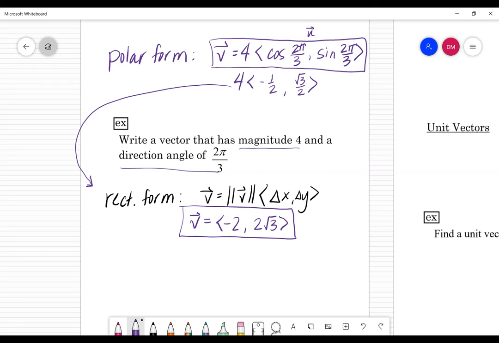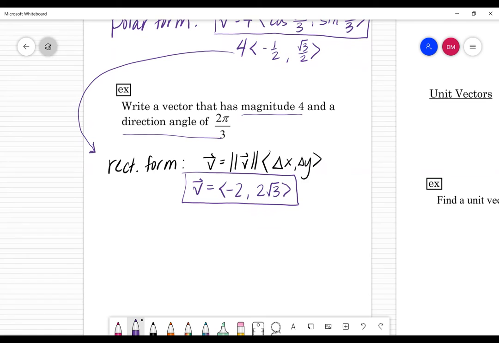And not that this unsimplified form isn't good. Obviously, our book is going to simplify things a little bit further than just leaving it at that. But if you left it with the magnitude of 4 on the outside, that would still be correct.